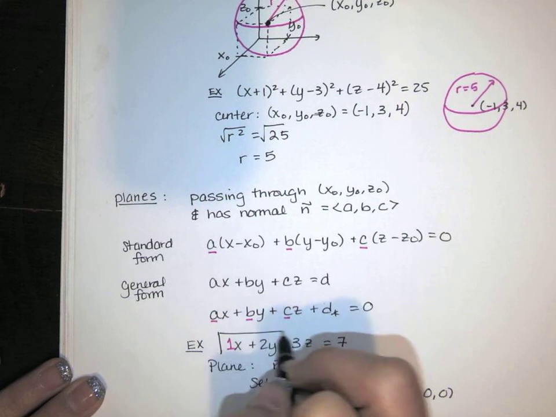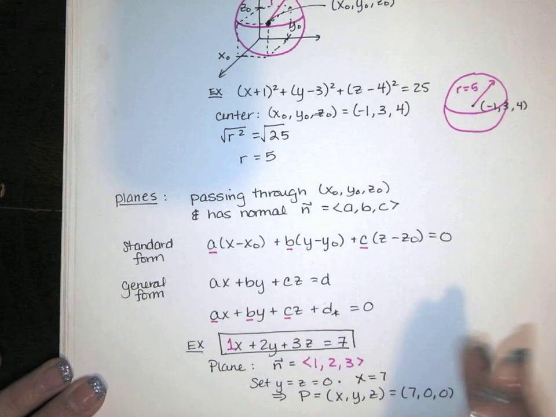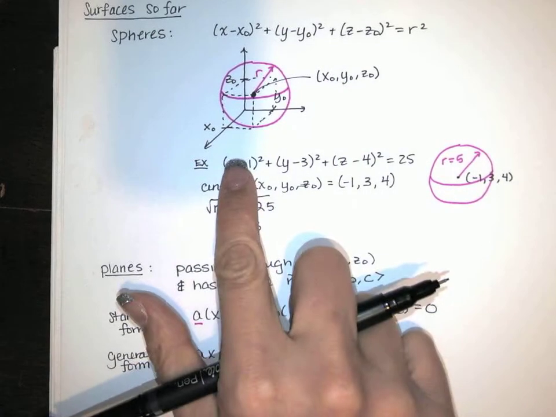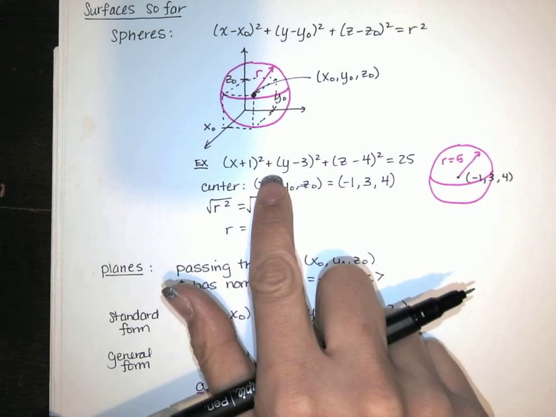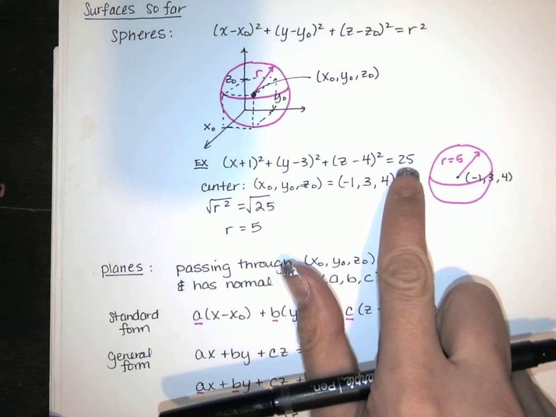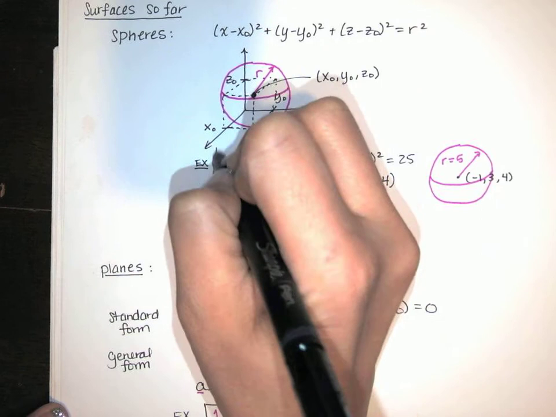So I see this, and I think plane. I see this where x, y, and z are all squared. There's nothing under them, just an implied 1, and a positive constant on the right-hand side, and I think of a sphere.